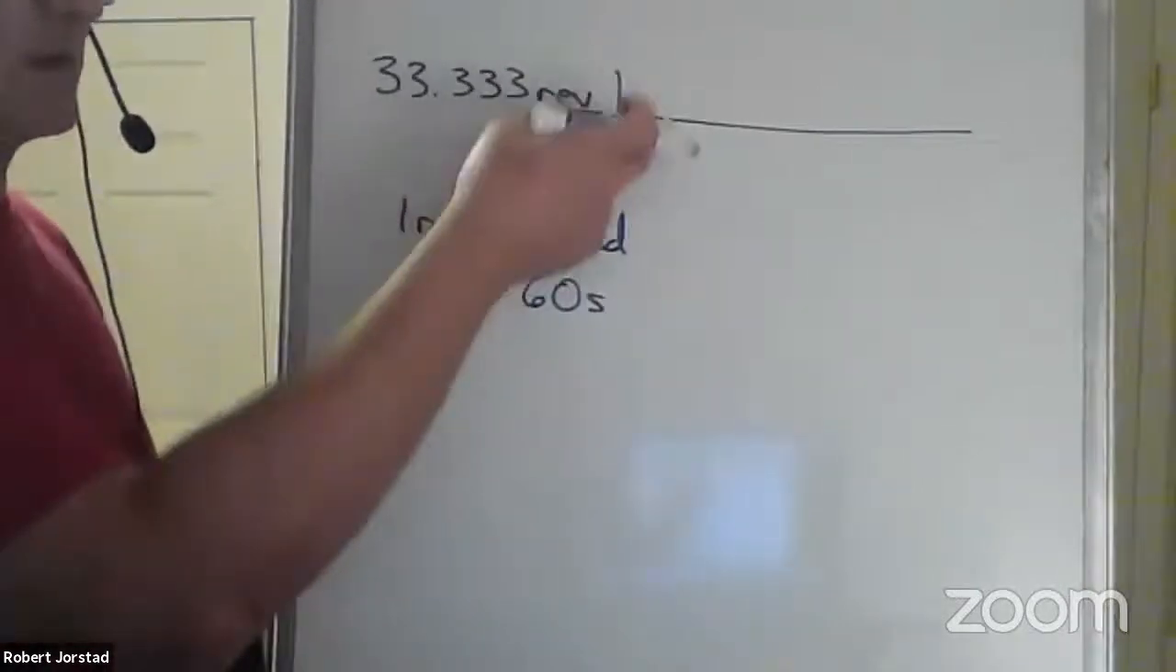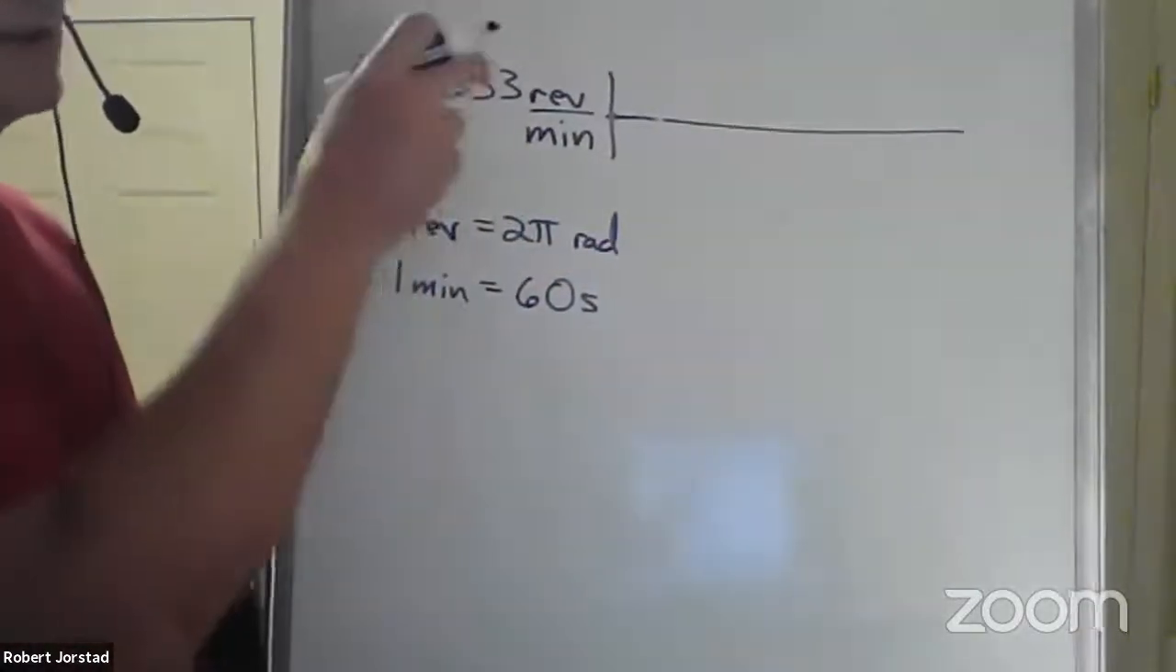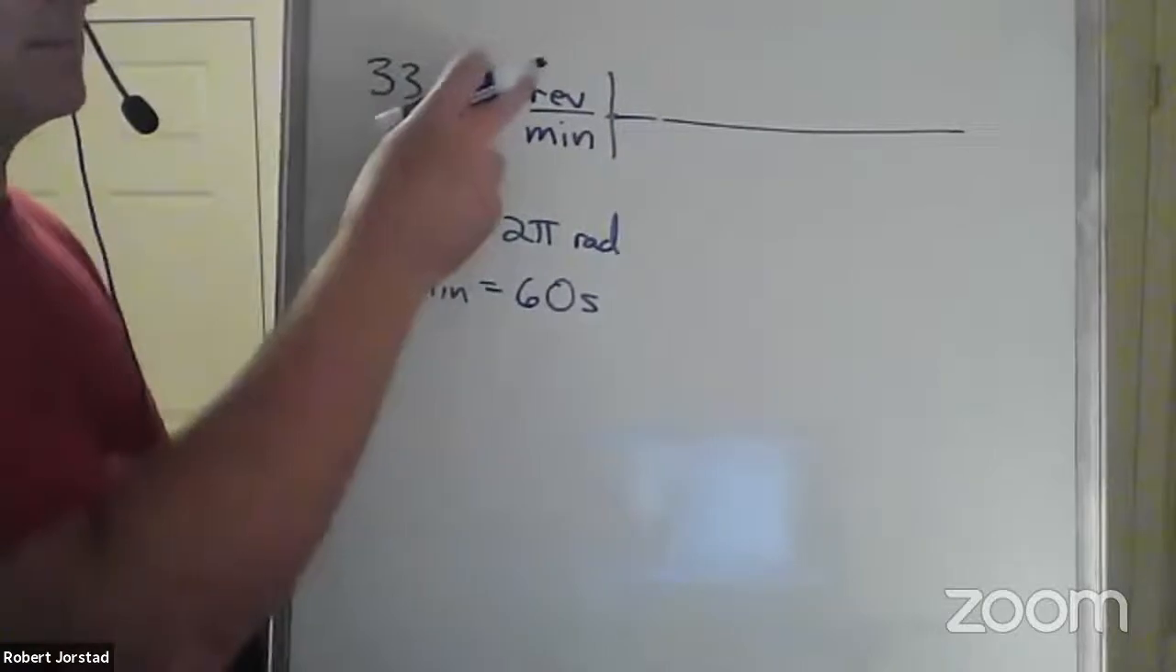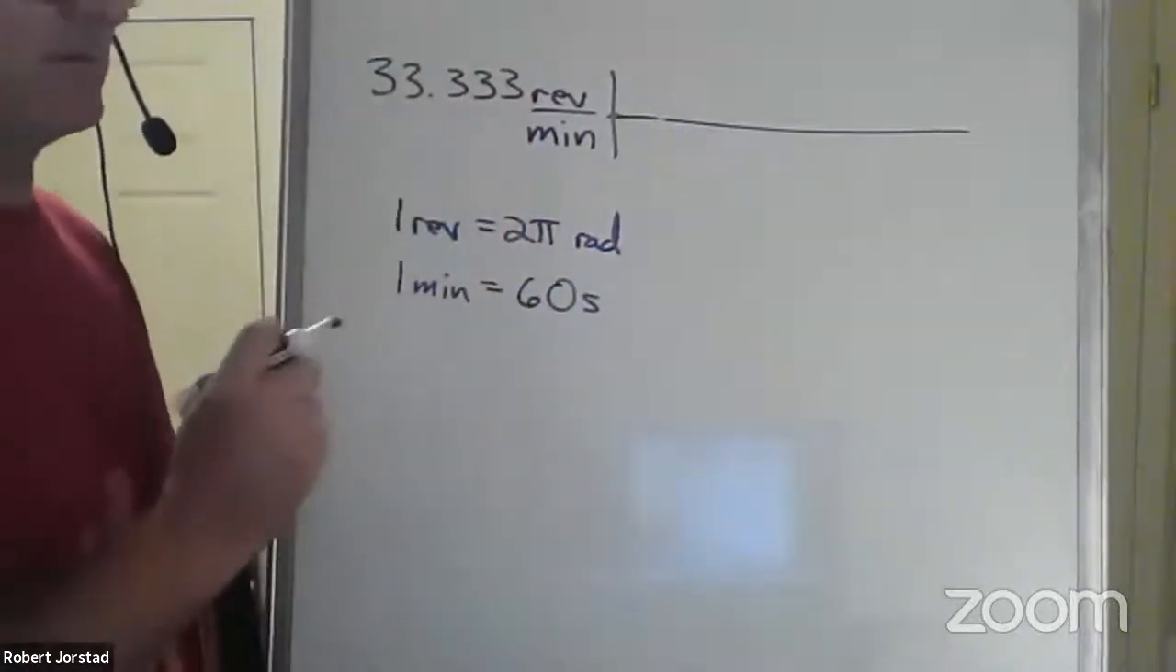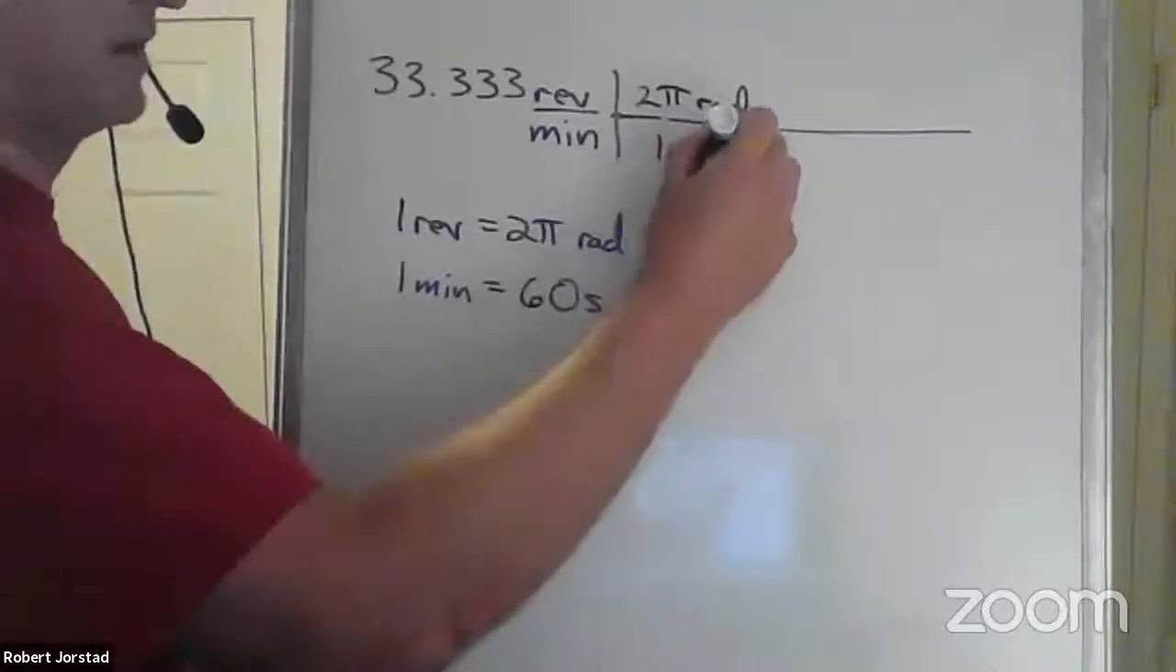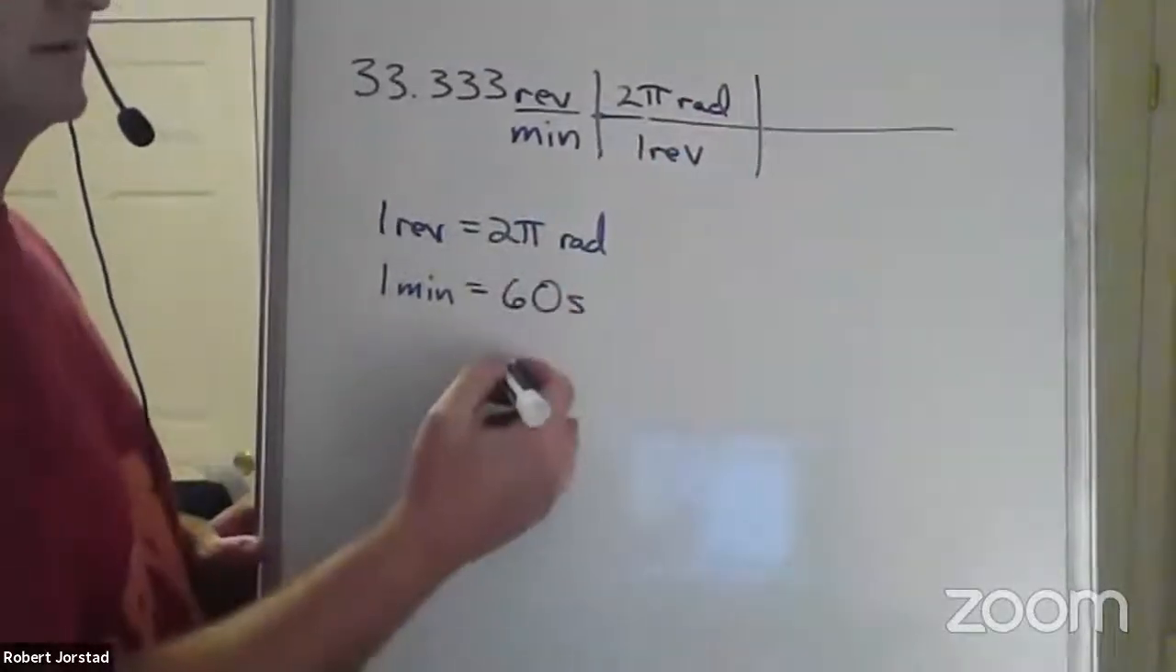So what do you want to put in here, on top or on bottom? Let's work on the revolutions. What do I need to put on top and on bottom to get rid of the revolutions? 2 pi rad on top, 1 rev on the bottom. Yep. And then the next part would be 1 minute on top and 60 seconds on the bottom.